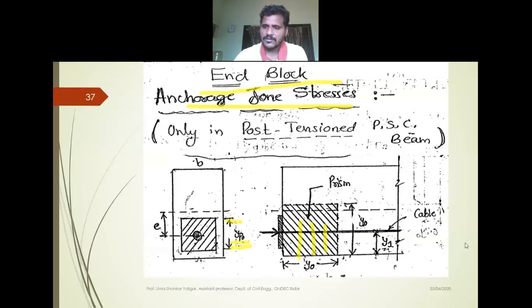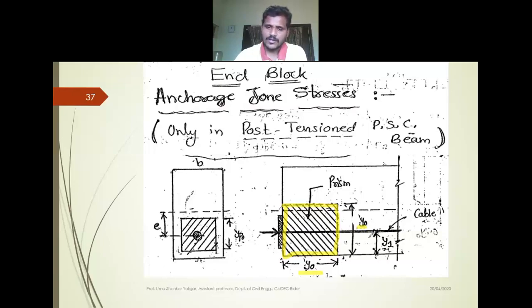Because of this reason, this is called the end block. Its width and depth are always equal, as we have seen in the previous session. This is noted as Y naught and Y naught. Y naught means the depth and breadth of the end block.